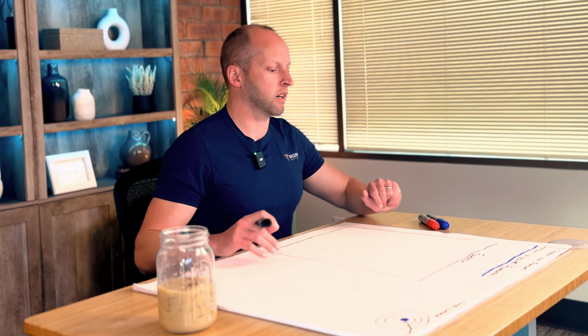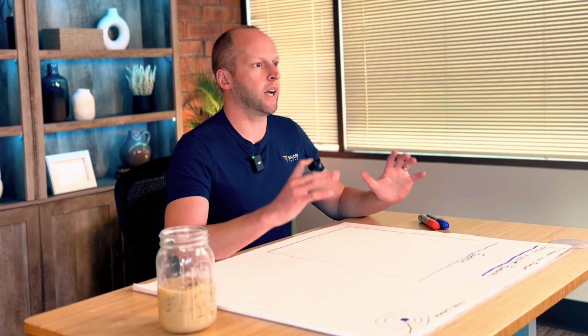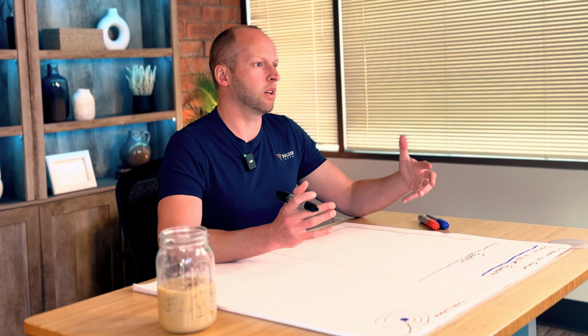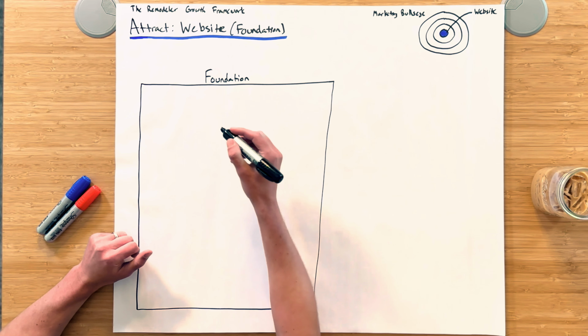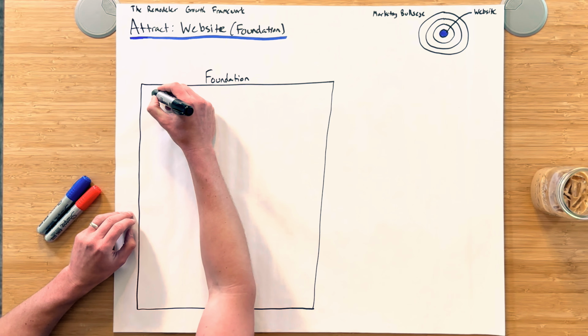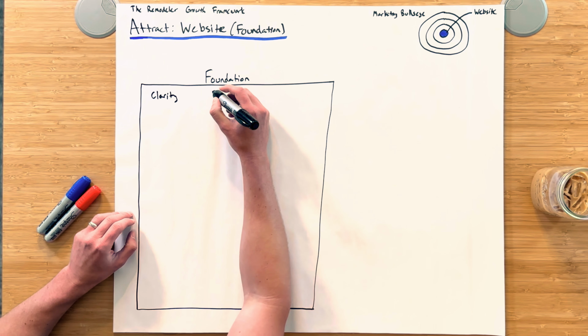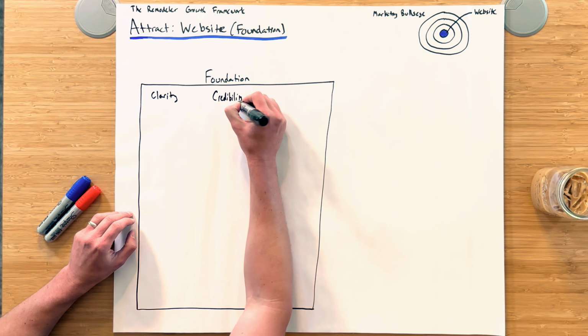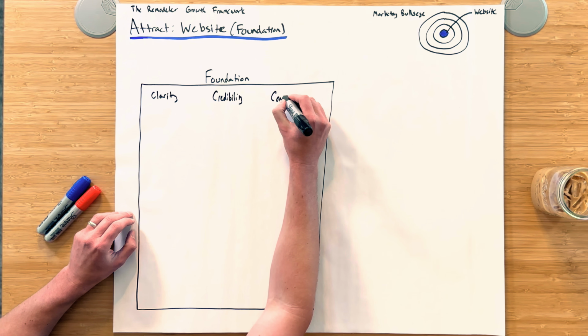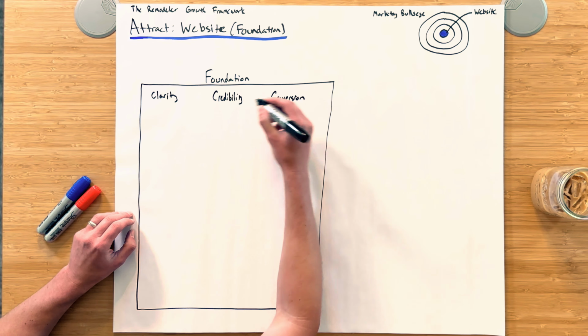And so we're going to talk about the 3 C's. This is a nice little framework that you can use as you're evaluating your current site or if you're trying to upgrade your website. And so we're going to break this into clarity, and then we've got credibility, and we have conversion.